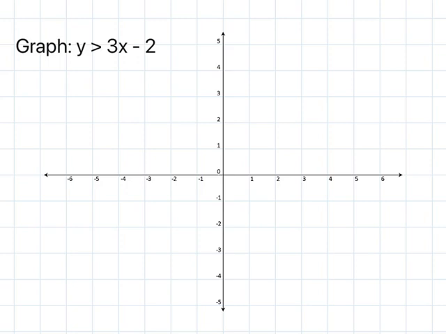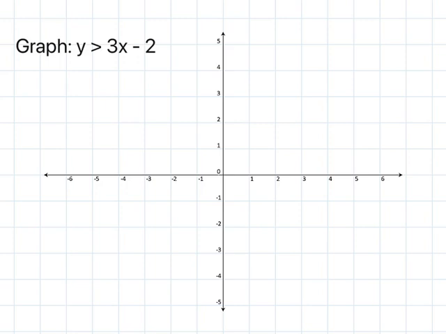Graph a linear inequality. Y'all, if you can graph a linear equation, you can graph a linear inequality. There's just one little tweak that we have to do, and we'll do it together. So we're going to graph y is greater than 3x minus 2. Now remember that when you graph a line, that line represents all the values that make this true. That's the point of the equation.